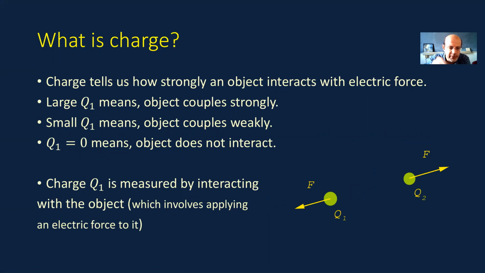So that's what I have explained, right? Large charge means it couples strongly. Small charge means it couples weakly. Zero charge means it doesn't interact. That also gives us a method to measure it. You just interact with it and then see how strongly it interacts with you back. And in this way, you basically measure the coupling constant. Right, that's basically what it is.